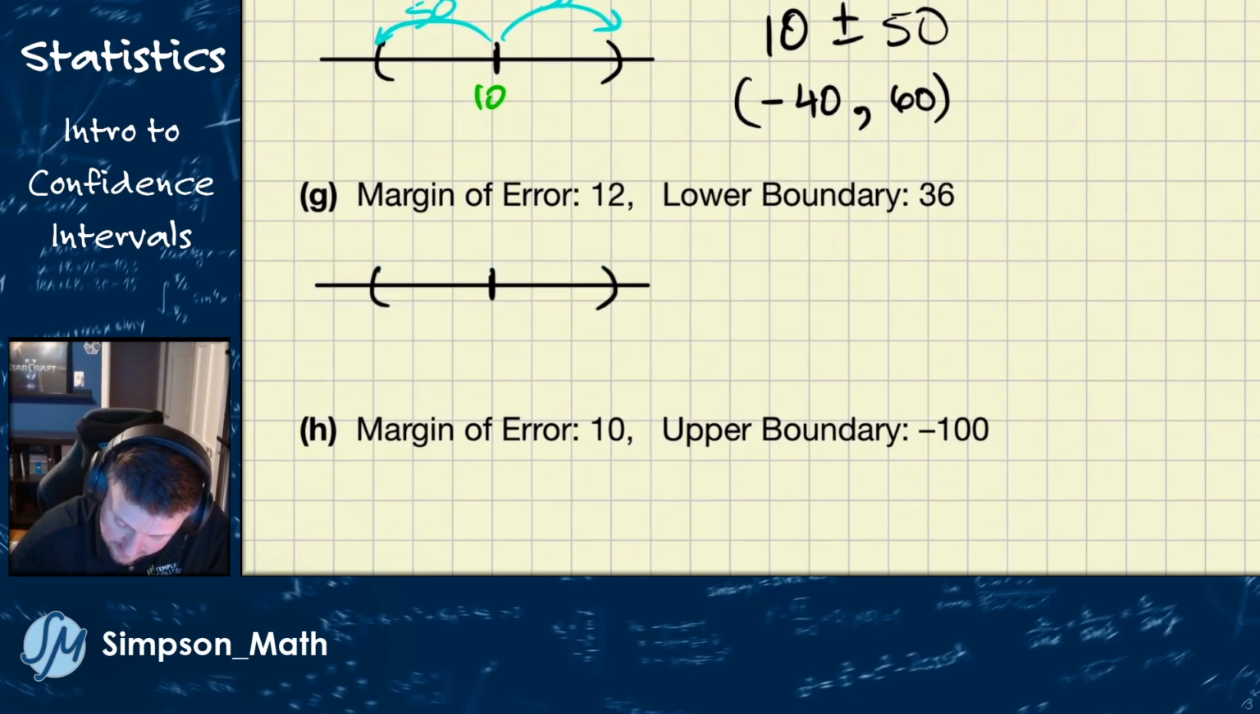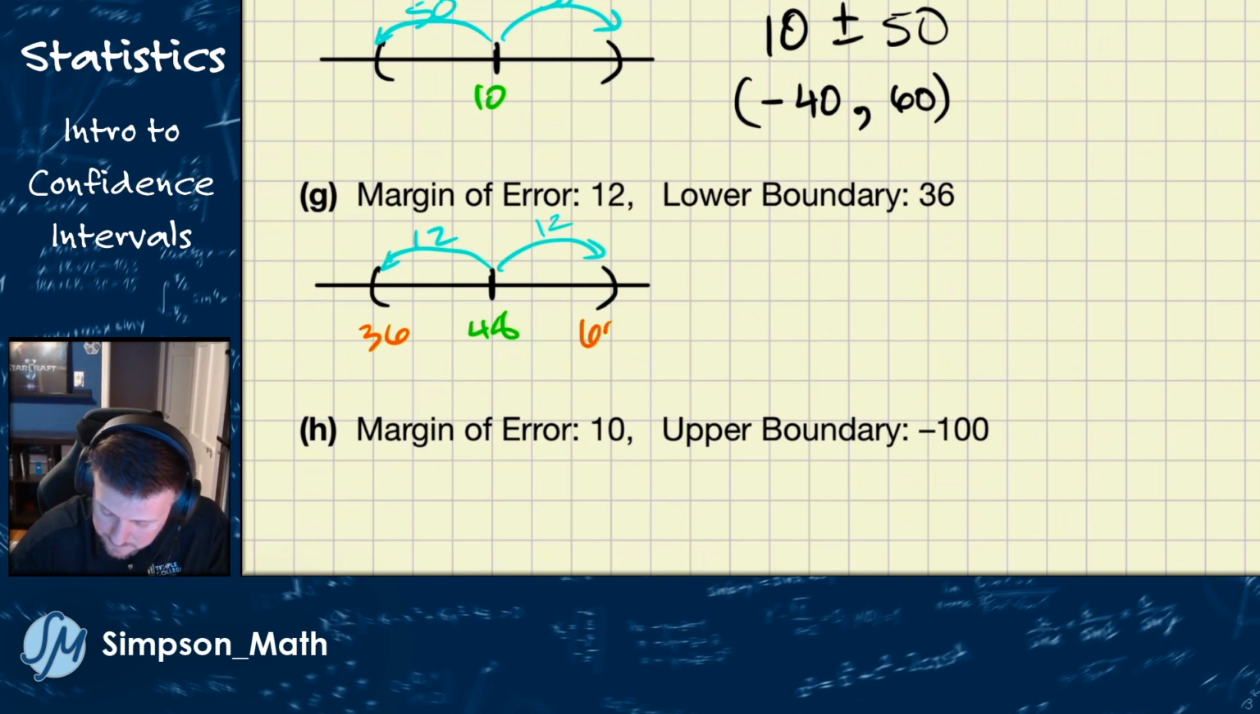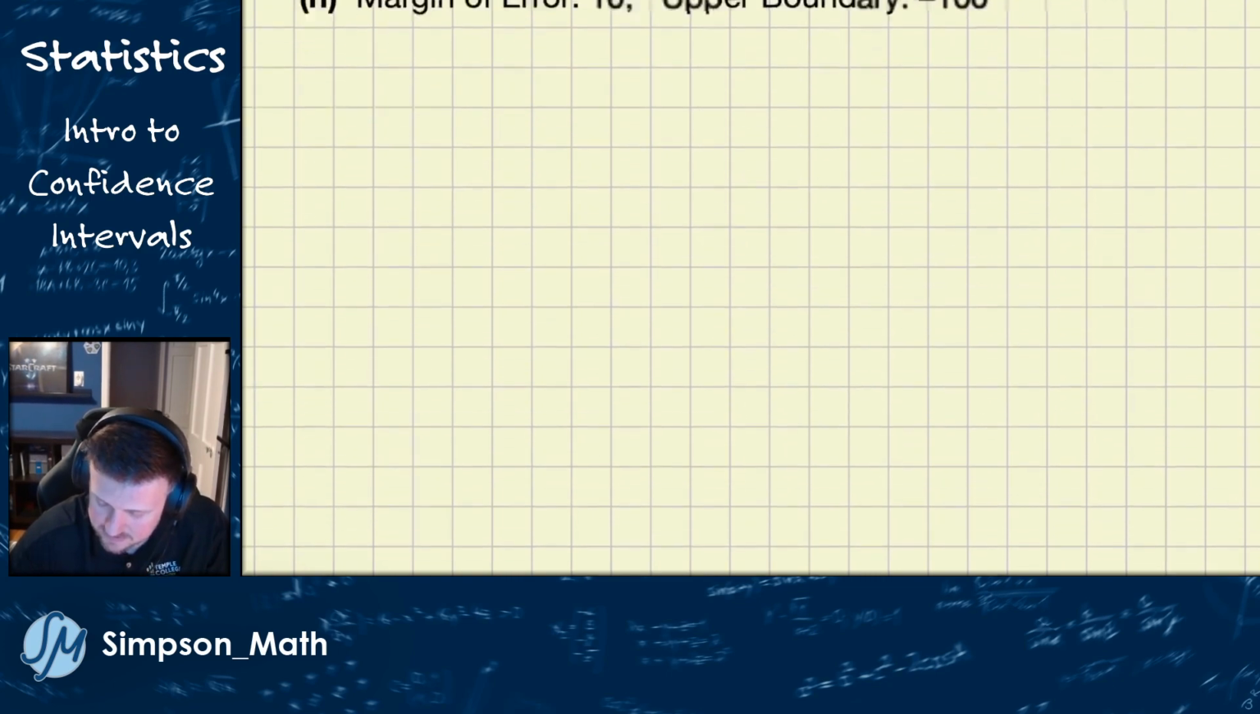What about this one? If my margin of error is 12, and my lower boundary is 36, then I just need the middle and the upper boundary. Let's just add 12. So if I add 12, that's where we get 48. Add another 12, and we'd be at 60. So it's 48 plus or minus 12, or 36 to 60.